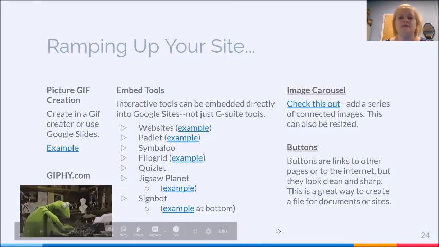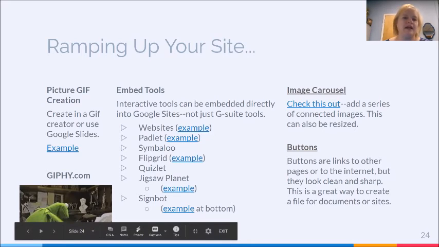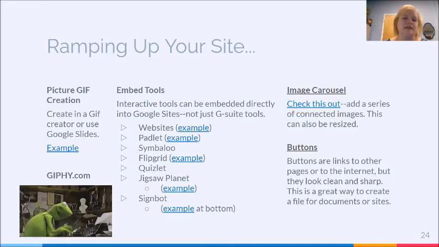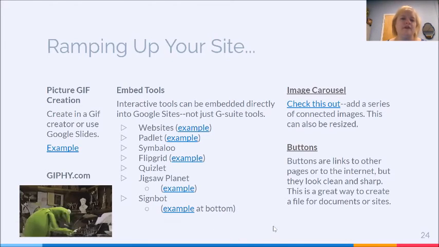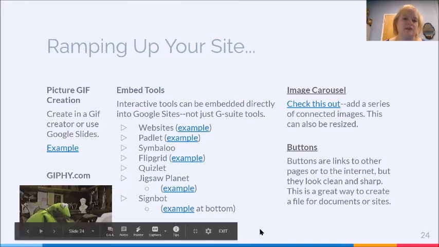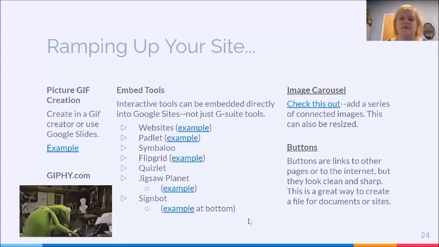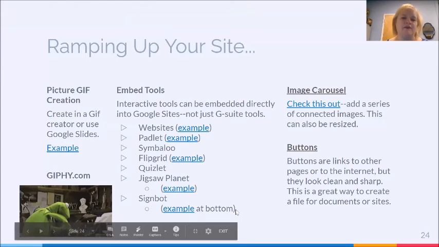Embed tools. One of the things that I feel makes sites very robust is when your tools are embedded directly into your site and not just linked out somewhere else. Here are examples of several different tools, and basically any tool that has an embed code, you can embed directly into Google Sites. That would be helpful for building these sites and giving them a lot of body and character, a lot that's directly in the site. These examples are all linked. Feel free to take time to go in and explore those.